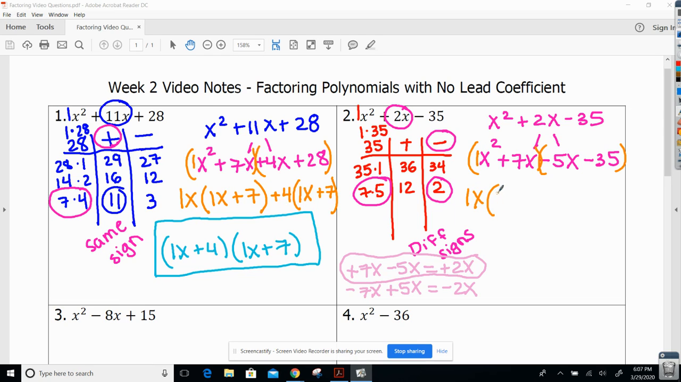All right, from there, we're going to see what we have left. x squared divided by 1x is x. 2 x's, take away 1x, that leaves me with x. 7 divided by 1 is 7. x, take away x, that leaves me with nothing, so I'm going to close it up.